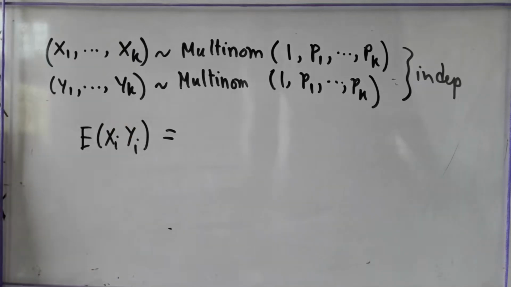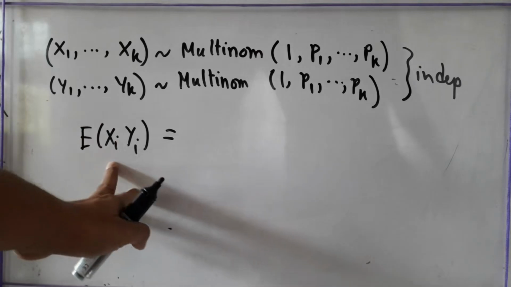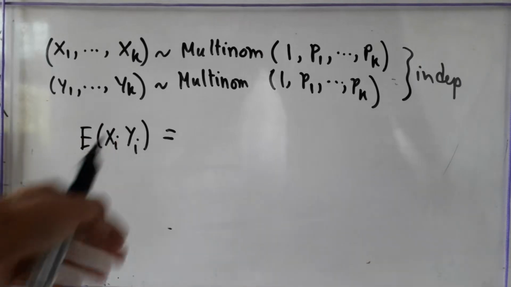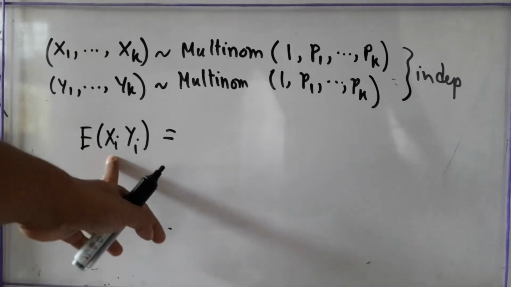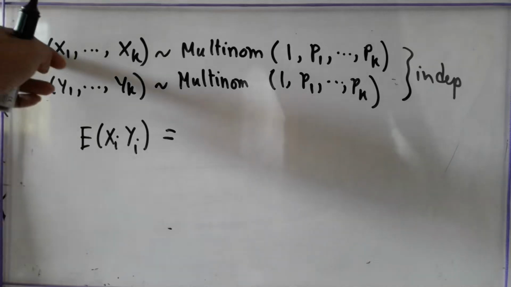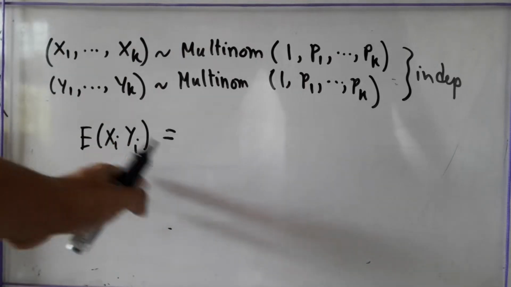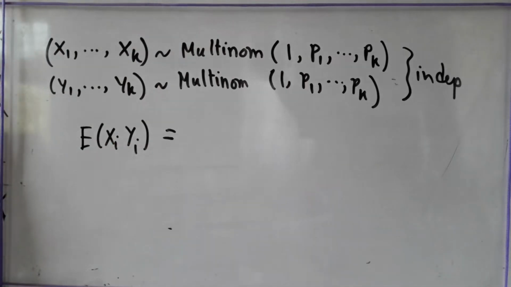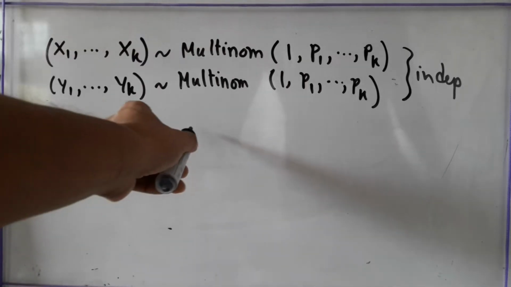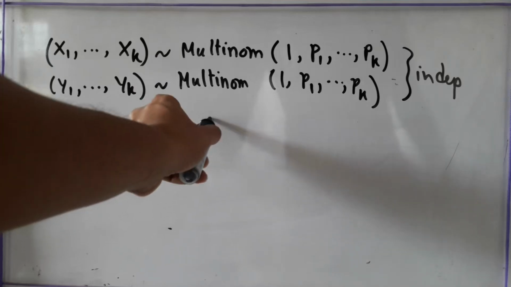So its expectation is the probability that this is 1. And this will be 1 if and only if both of them are equal to 1. So what is the probability that xi equals 1? So in this roll you have got the face i. And this is 1 if in the second roll also you got that face. They are independent, so it will be pi squared.